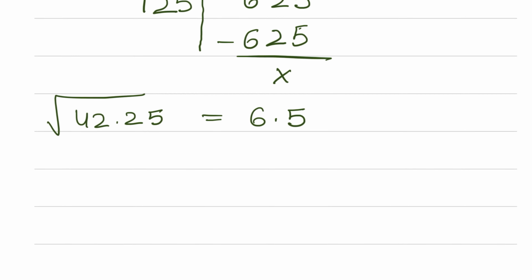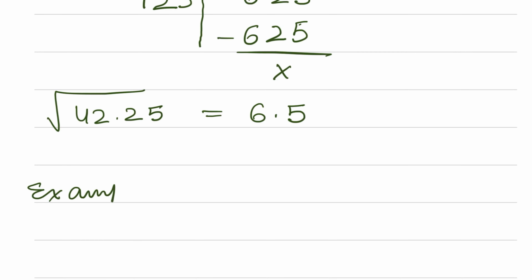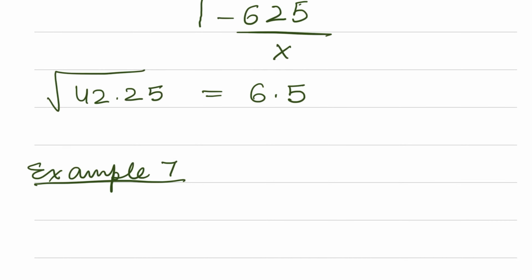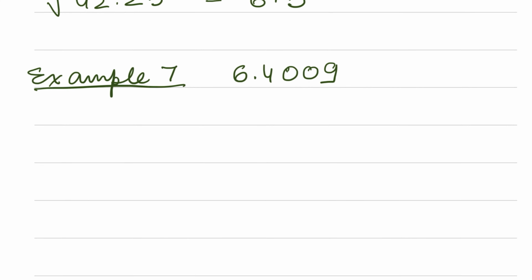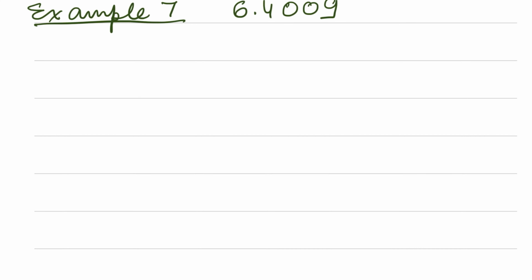Let's do some more examples. Example 7. I'm just trying to cover different examples so that this process becomes easier for you all. So let's take 6.4009. Now let's start finding it out. So we have 6.4009. So let's start pairing up.